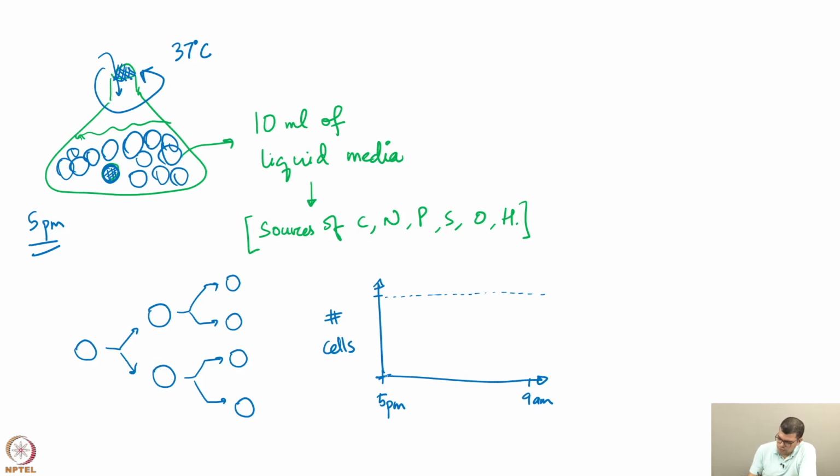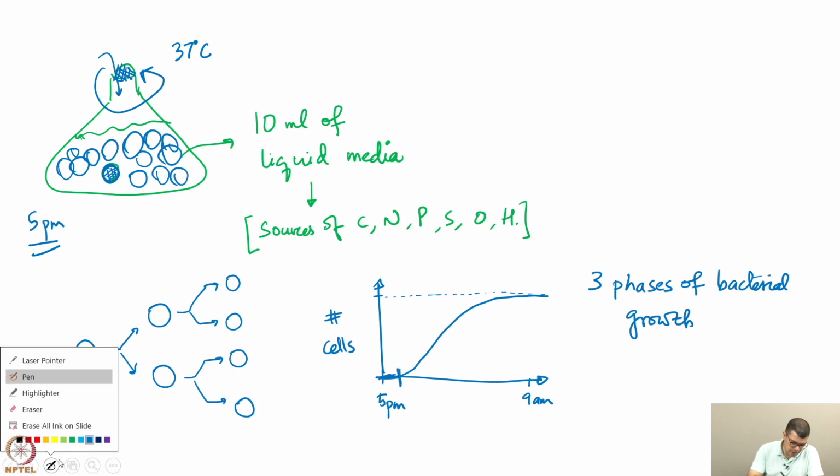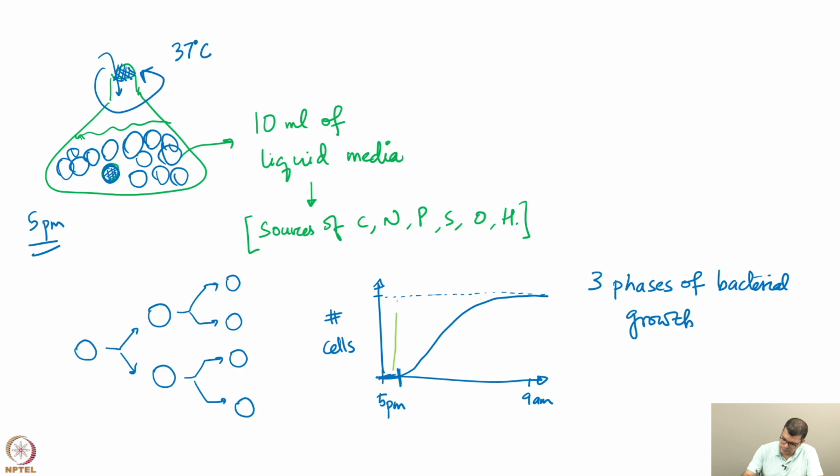Okay. So, what would actually happen in a scenario like this is something like this would happen, and this is referred to as 3 phases of bacterial growth. The first one, where there is hardly any growth, is referred to as the lag phase. This one, the first, is called lag phase.